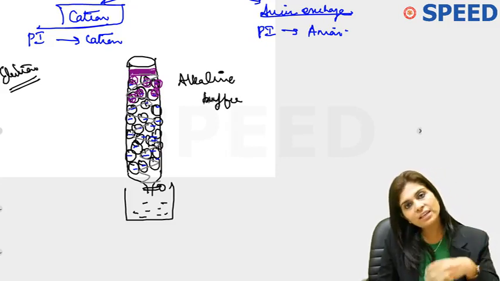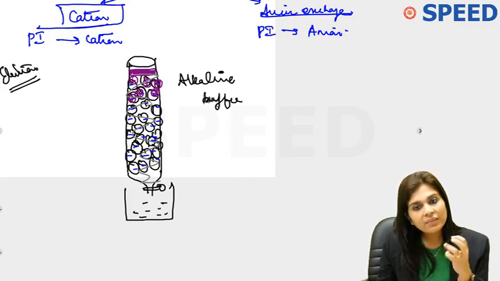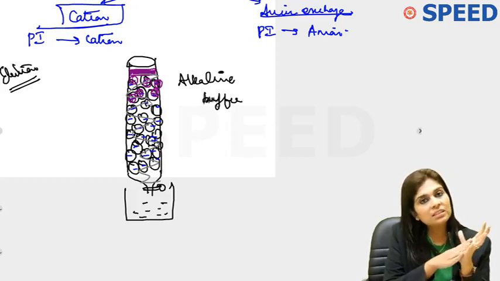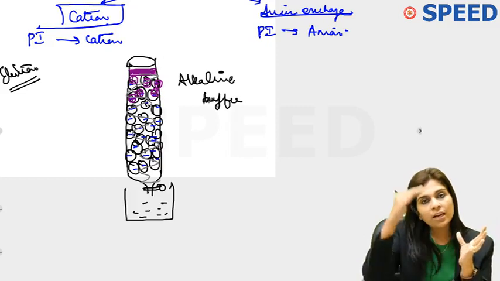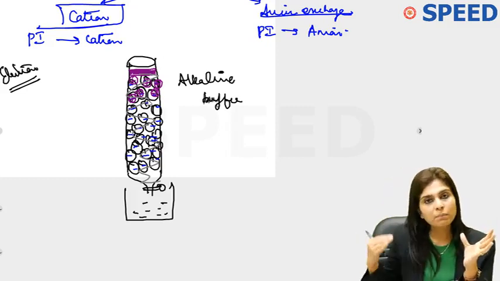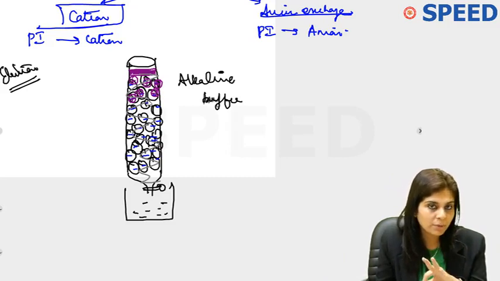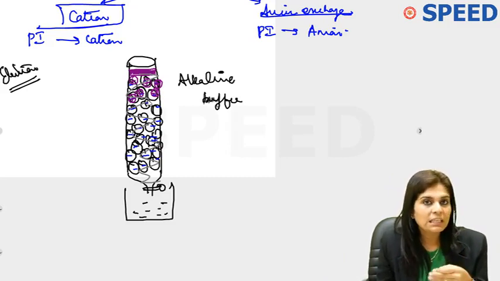By giving off their H+. Okay, when they give off their H+, will they be any more positively charged? No. Right? When they are no more positively charged, will they interact with the stationary phase? No. So they come down along with the alkaline buffer.